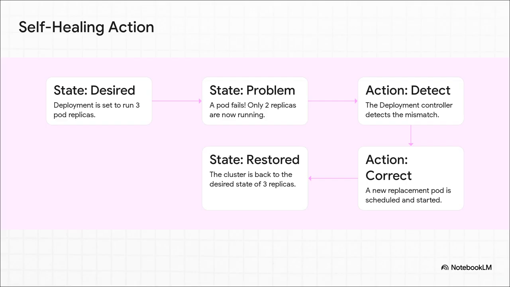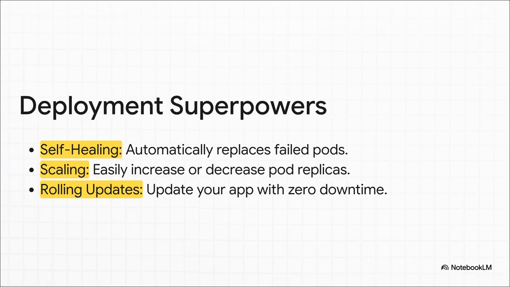It's amazing. So a deployment basically gives you 3 incredible superpowers. You get that self-healing we just saw. You get automated scaling. You want to go from 3 pods to 30, you just change one number. And maybe coolest of all, it handles rolling updates, where it gradually replaces old pods with new ones so your users never, ever see any downtime.